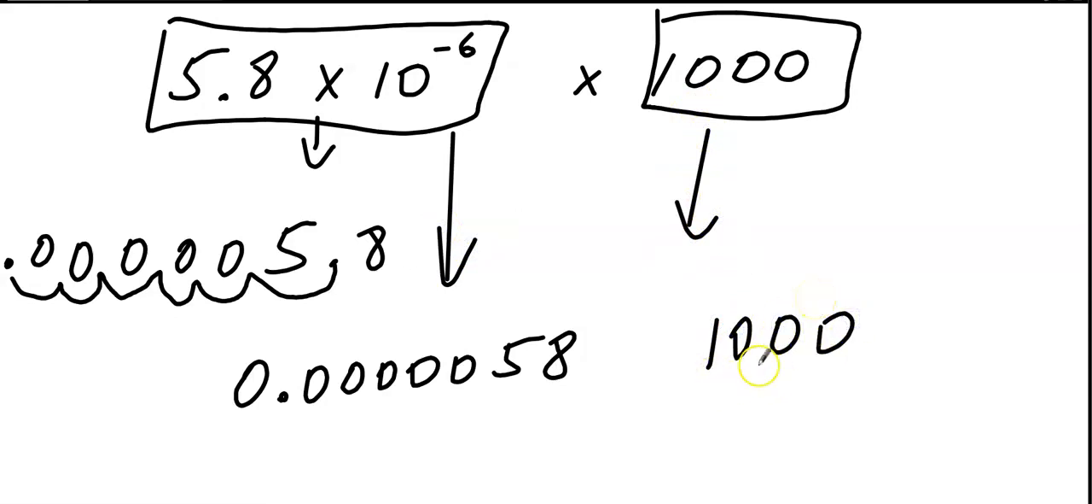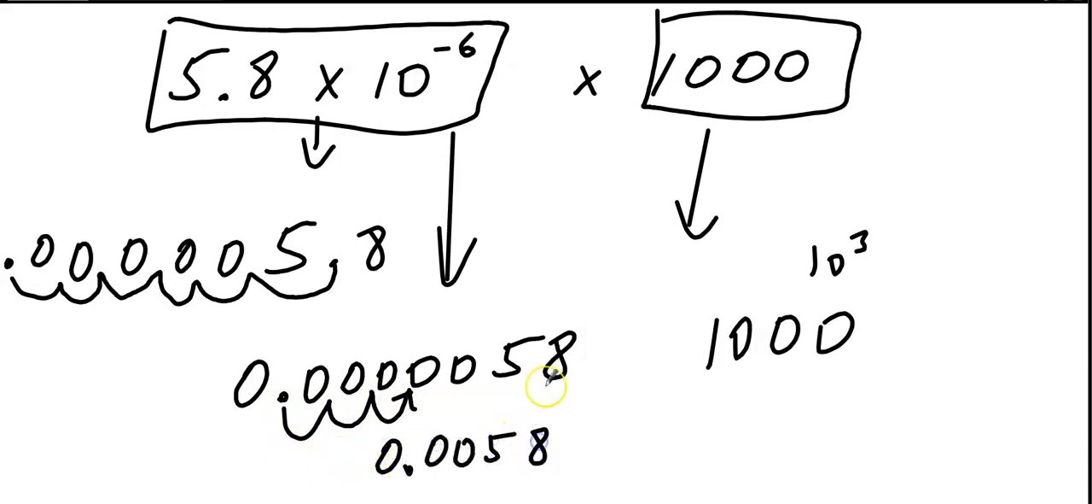Okay, to multiply any number by 1,000, it's the same thing as multiplying it by 10 to the third power. So you're going to take this decimal and move it over once, twice, 3 times. So this becomes 0.0058. Now, if you understand the rules of exponents, you could have also done it up here. If this is the same thing as 10 to the third power, you take your exponents. If you have the same base, these are both 10s, and you add the exponents.